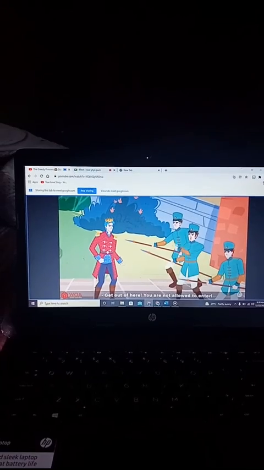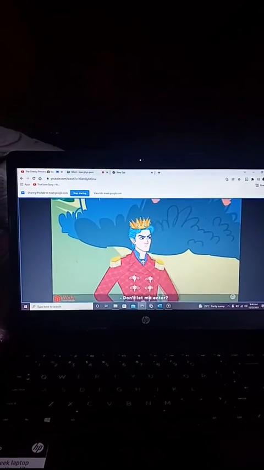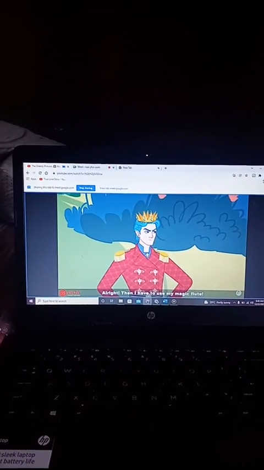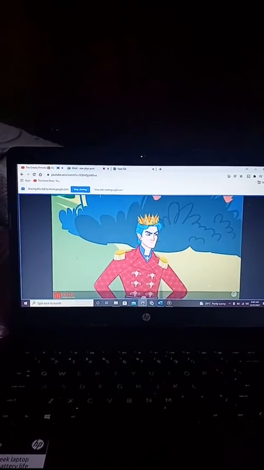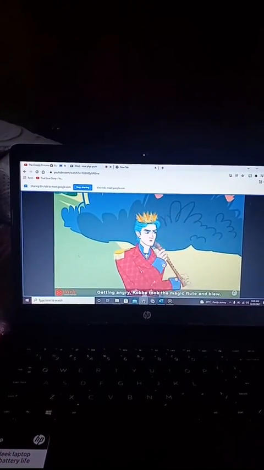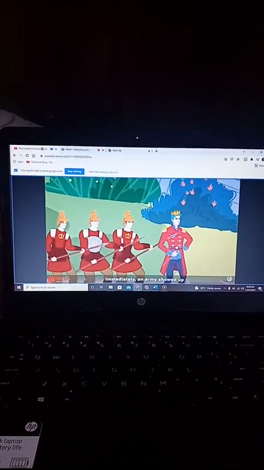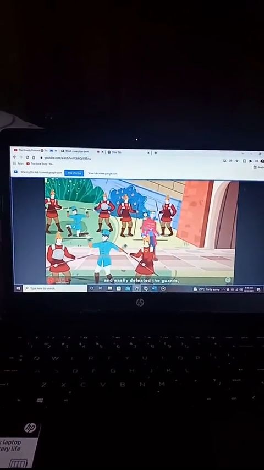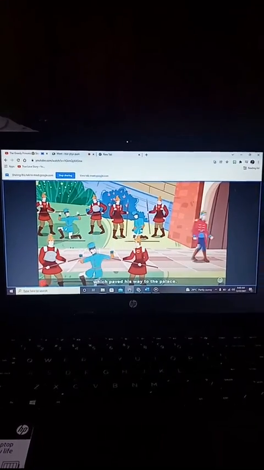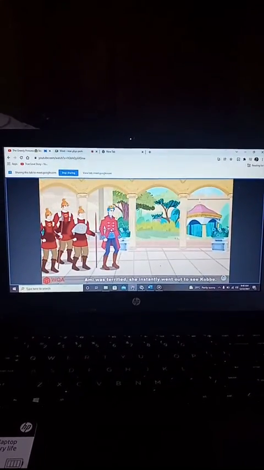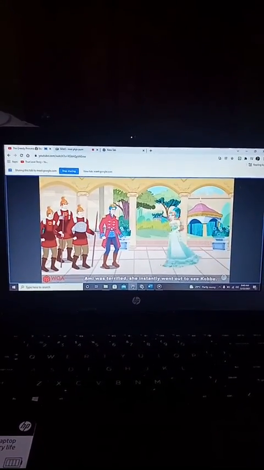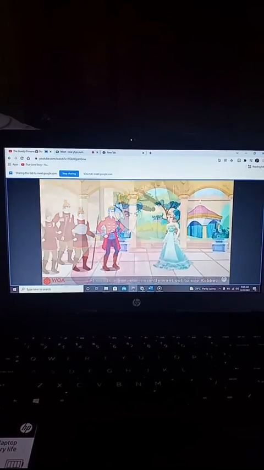Get out of there! You are not allowed to enter! Don't let me enter? Alright, then I have to use my magic flute. Getting angry, Kobe took the magic flute and blew. Immediately, an army showed up and easily defeated the guards, which paved his way to the palace. Ami was terrified. She instantly went out to see Kobe.